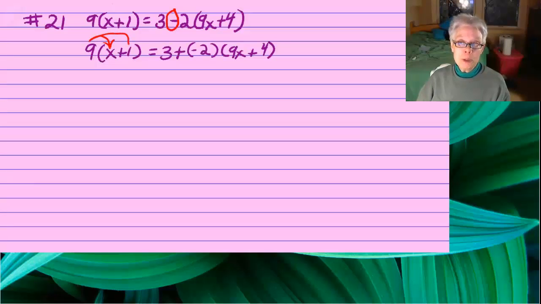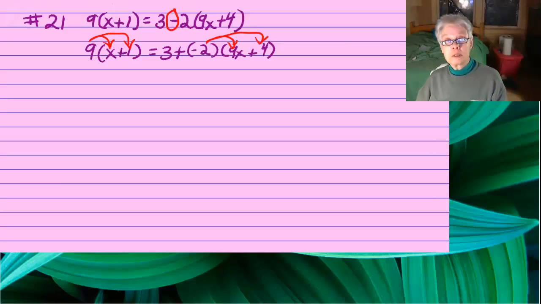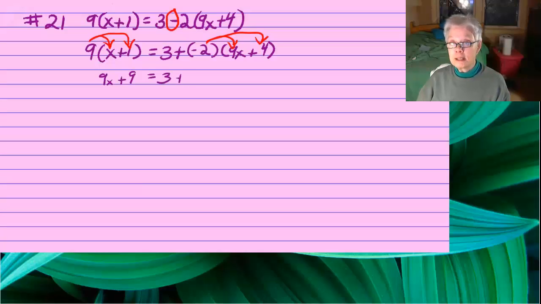Now I'm going to distribute the 9 to the x and to the 1, and the negative 2 to the 9 and to the 4. Here we go. 9x plus 9 equals 3 plus negative 18x minus 8. Remember that negative times positive is negative. And that minus 8 and plus negative 8 are the same thing.